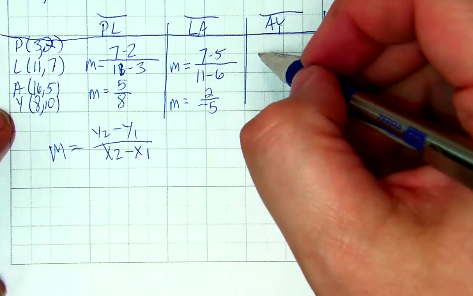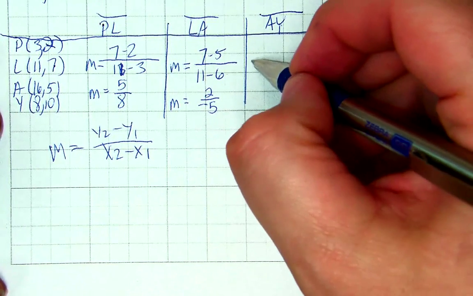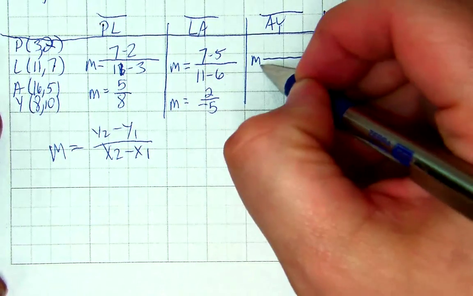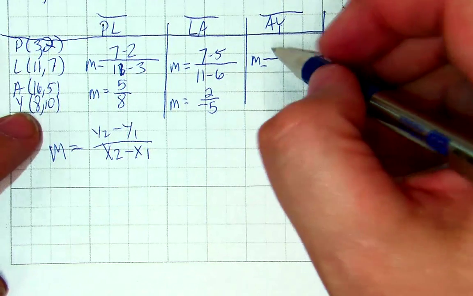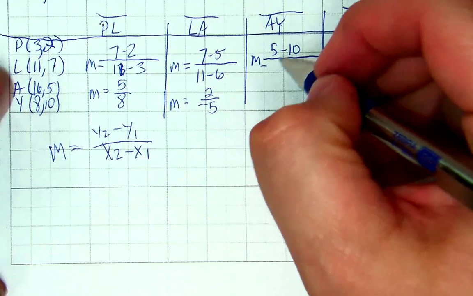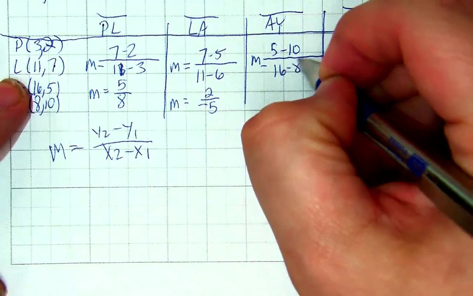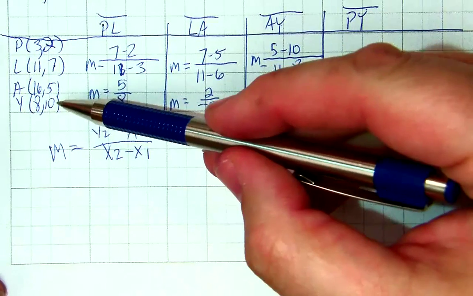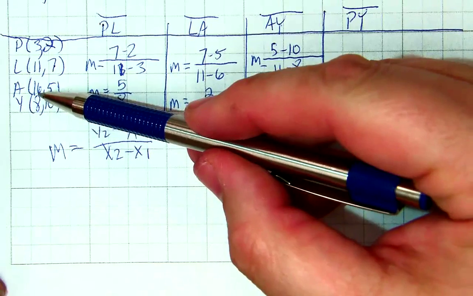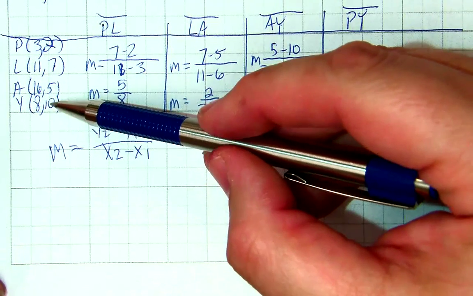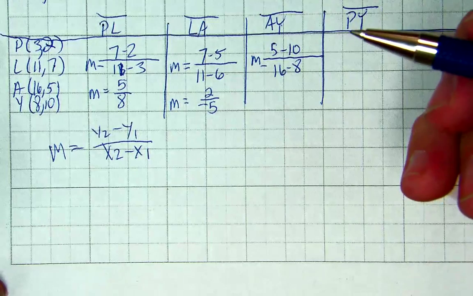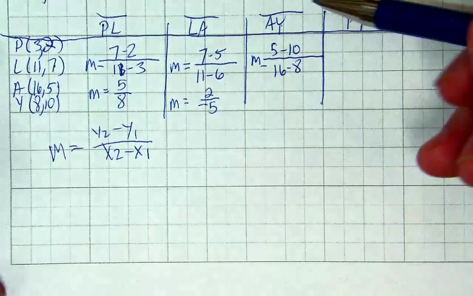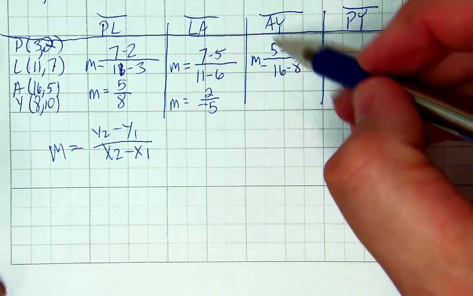Now for the slope of AY, I'm going to take just 5 minus 10 and 16 minus 8. Now notice it didn't matter if I took 10 minus 5 and then 8 minus 16, or 16 minus 8 or 5 minus 10. It doesn't matter which order it is as long as it's consistent.